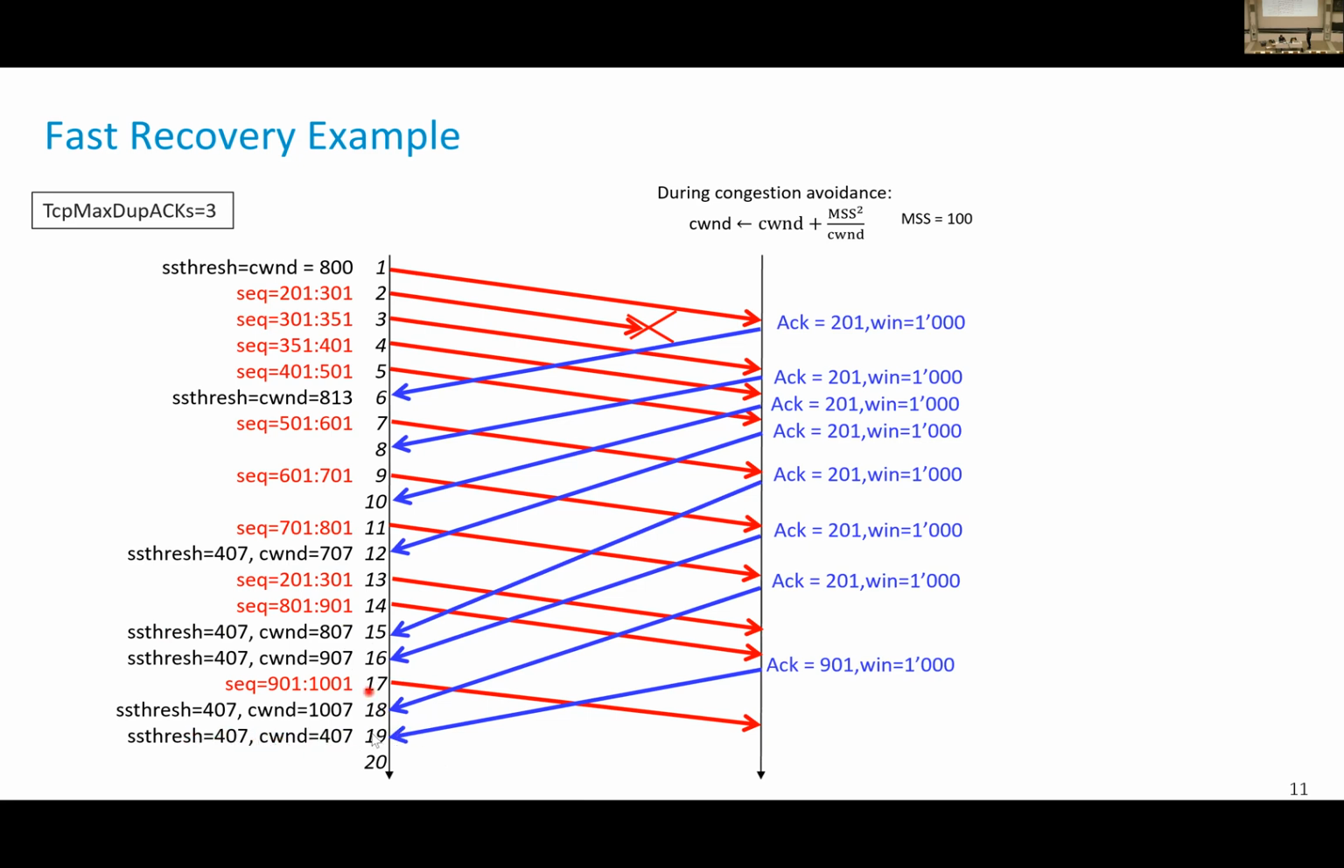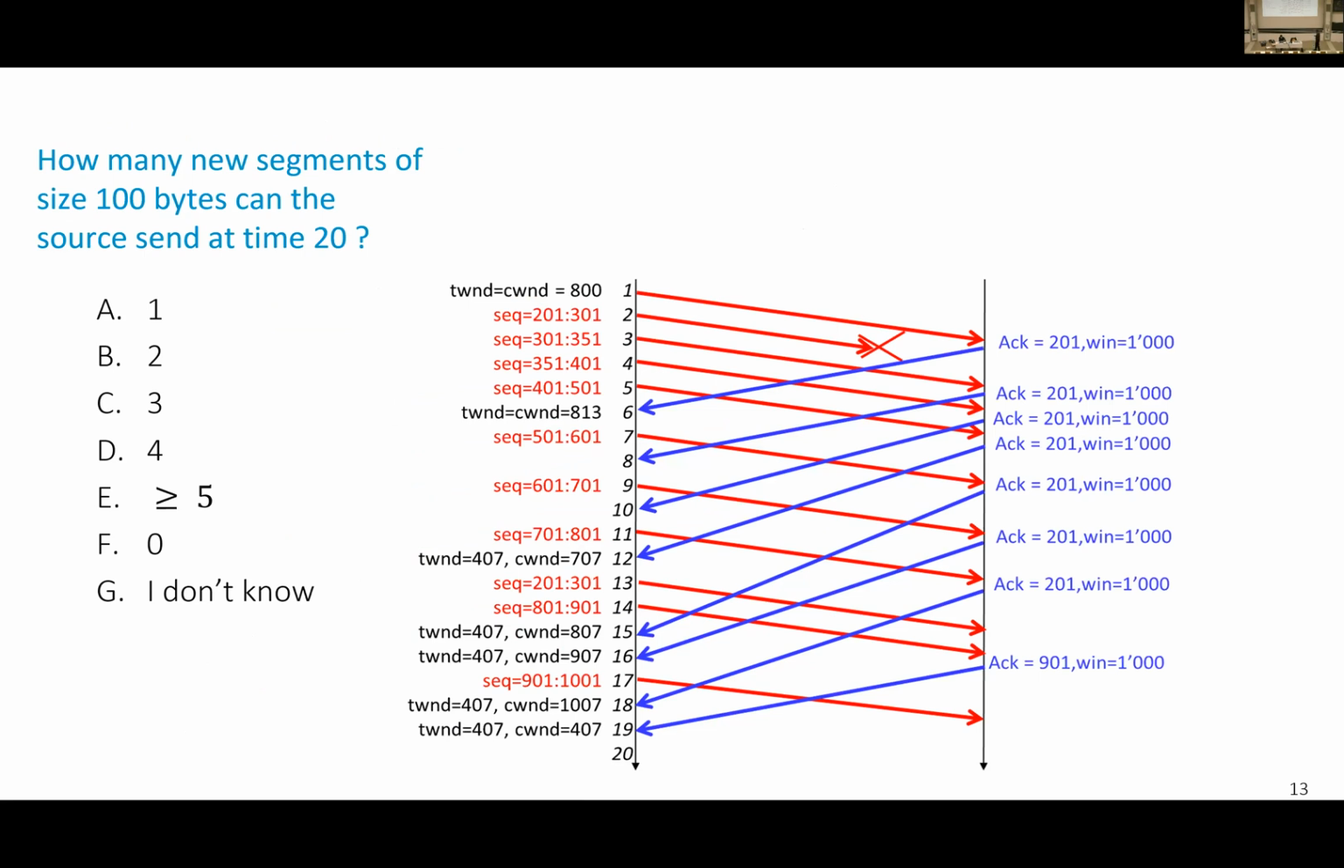But now we can send from this one here. We can send from the bottom of the window. In fact, that's the question. If we continue the simulation that is here, how many new segments of size 100 bytes can the source send at this time here?